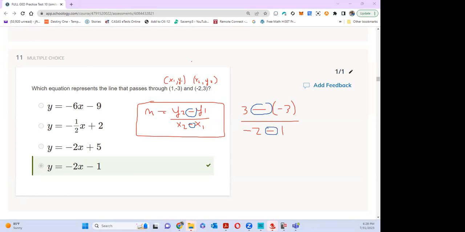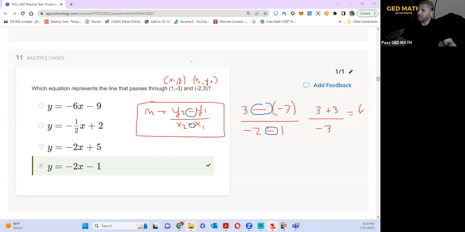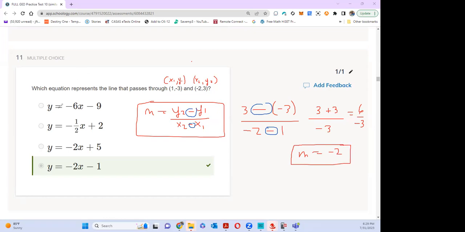So now, let's finish this off. 2 negatives make a positive. So that becomes 3 plus 3, and this is minus 3. This is 6 over -3. 6 over -3 reduces to -2. So we know the slope is -2. What's the slope of A?